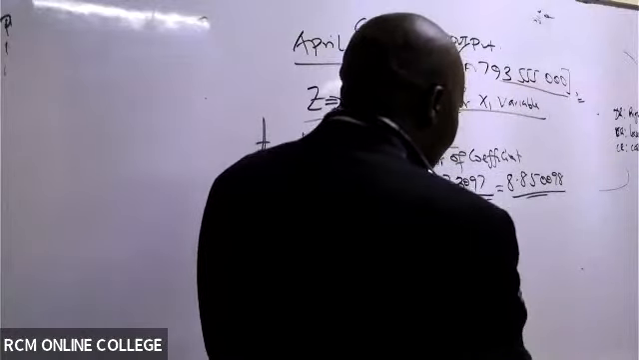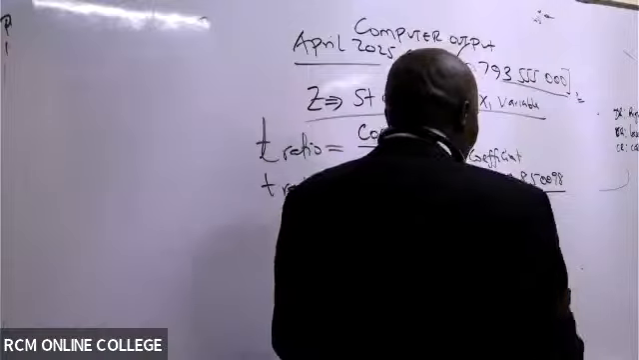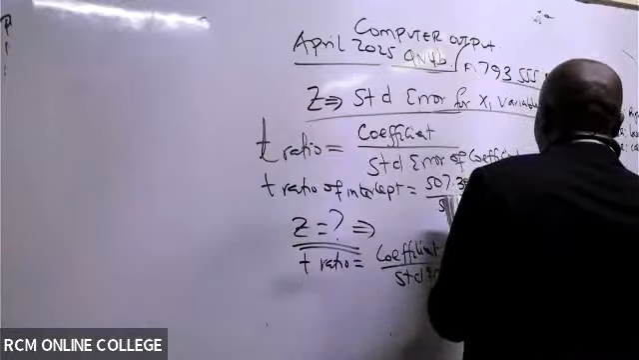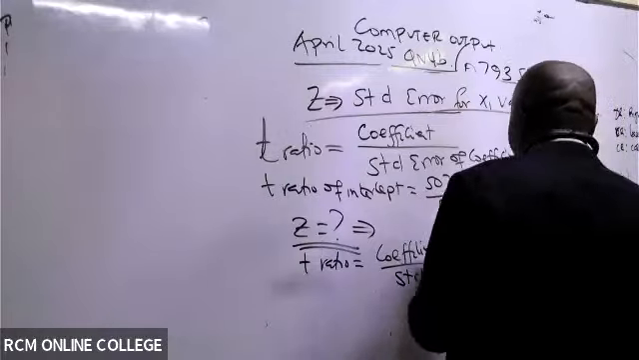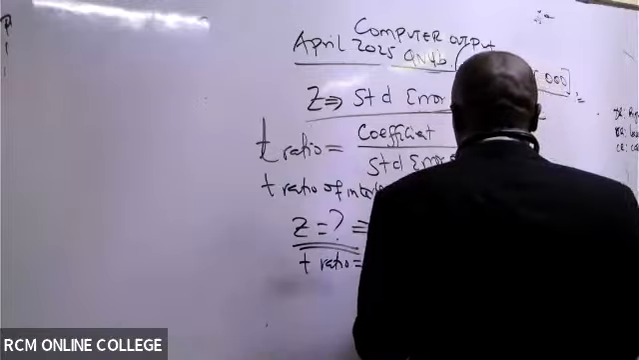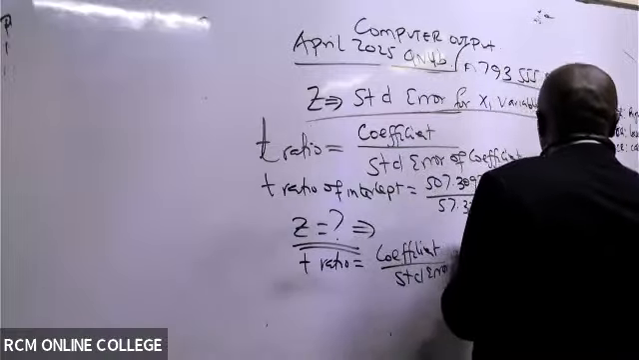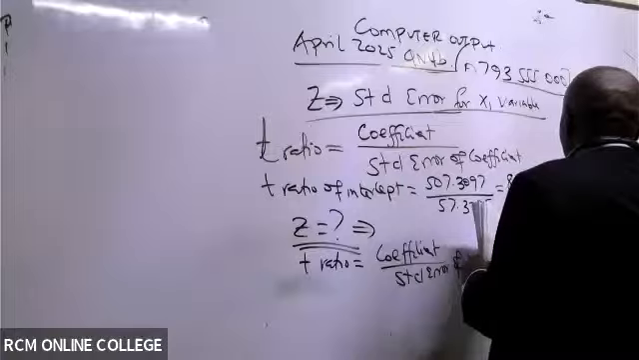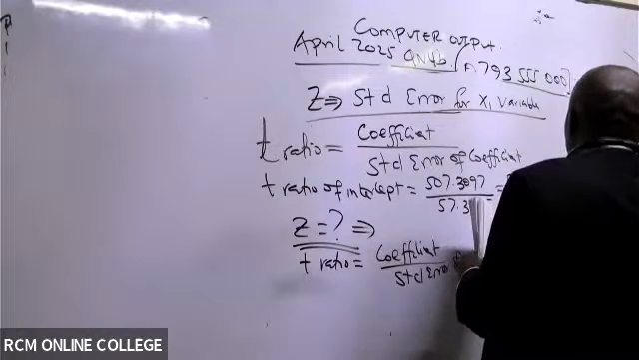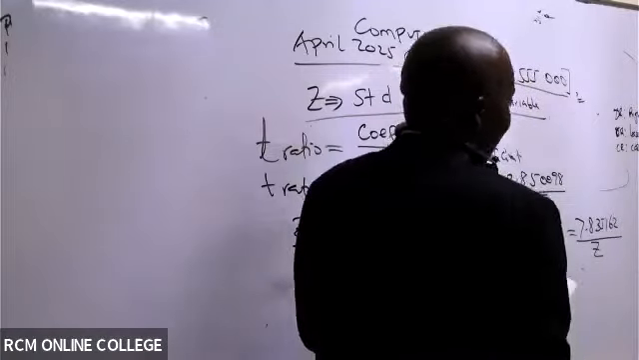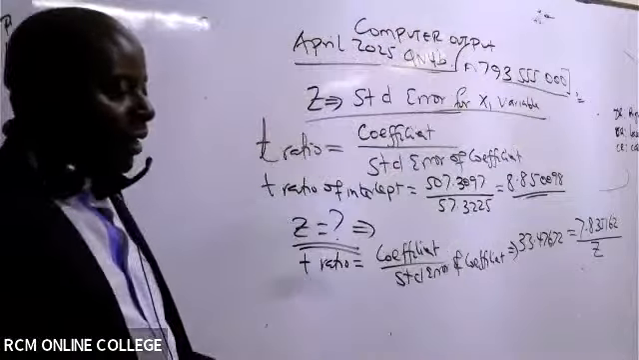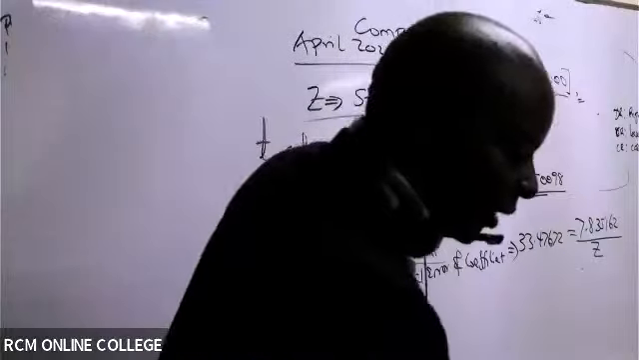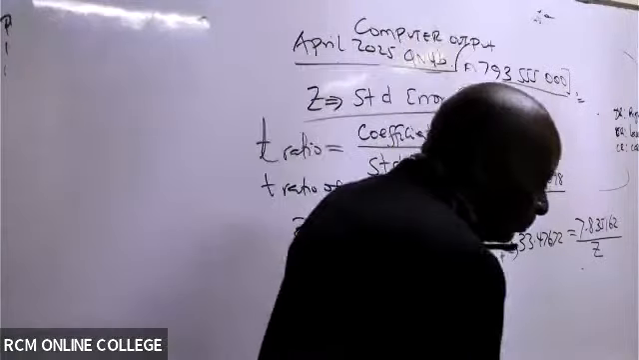The T ratio in this case has been provided as 33.47672, equals the coefficient itself, which is 7.835162, all over the standard error, which is what there? Z. All over the standard error, that is Z. So your work is easy. Your work is to make Z the subject of the formula.